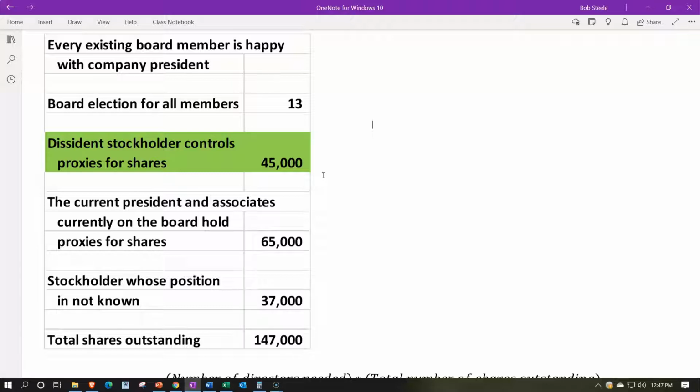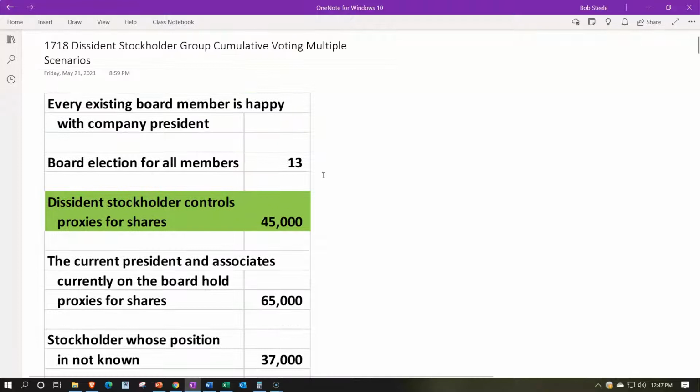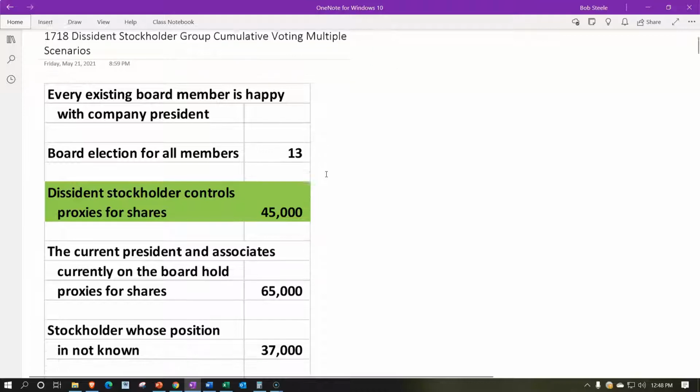This dissident group is looking to get a controlling part of the board of directors, which would be 7, right? We would need 7 so that if you were to vote on management decision making, you'd have a majority on the board of directors, 7 out of the 13. So you would think that if this dissident group was able to get 7 replacement members willing to adjust management, the president's job would be in jeopardy and there might be a replacement of the management at that point.